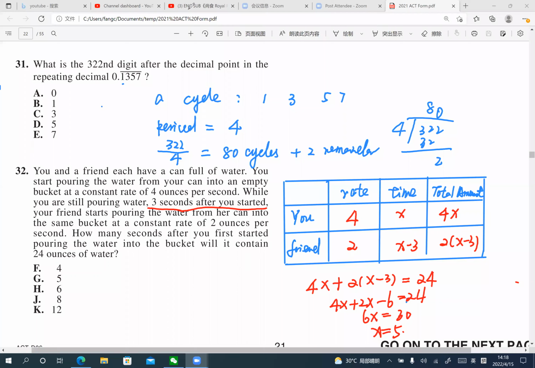Question 31. What is the 322nd digit after the decimal point in the repeating decimal 0.1357 repeating? So 1357 is a cycle. The period is 4. 322 divided by 4 is 80, so 80 cycles, and the remainder is 2. So we should count another 2 digits. So the first one, the second one. So the final answer is 3.